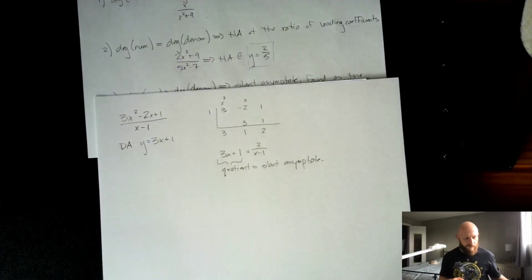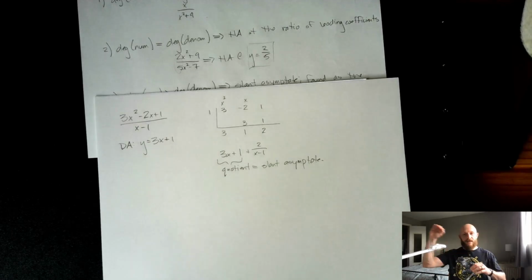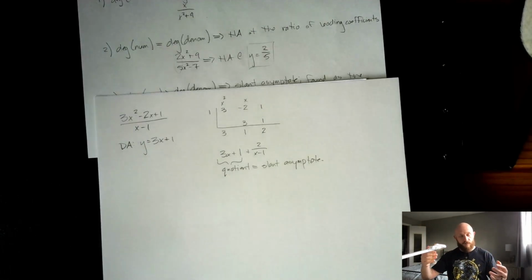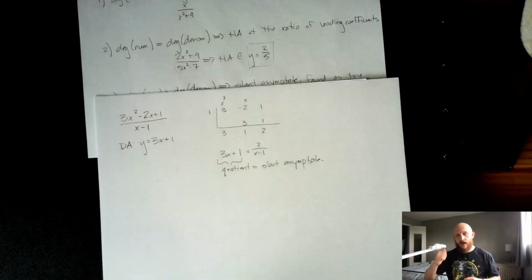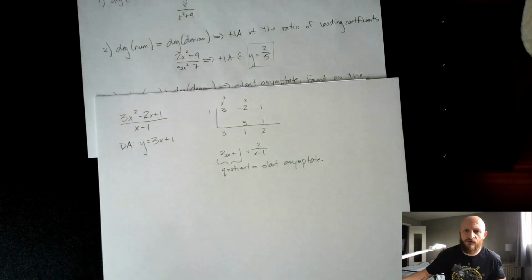So the things that you'll run into, the things that we looked at in here, are how to find vertical asymptotes, what happens when you cancel a denominator out, which results in a removable discontinuity, and how to find horizontal asymptotes. Whatever questions you've got, throw them my way.